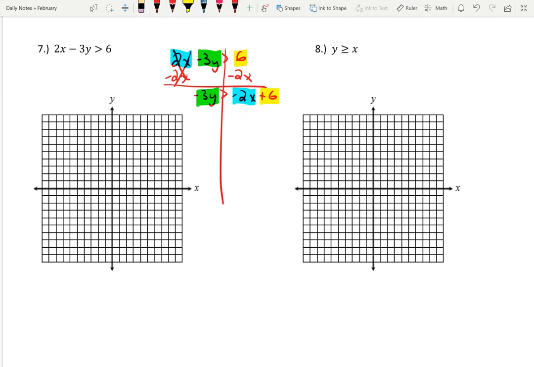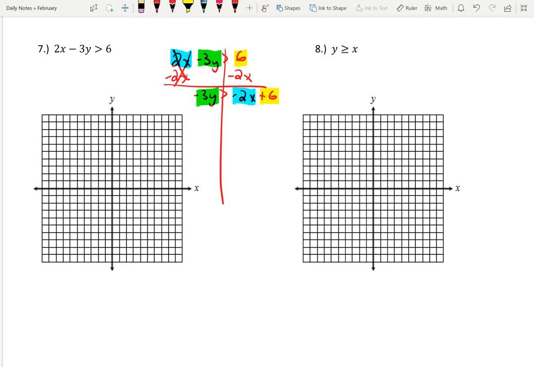And keep in mind, the one thing that changed about it is the fact that it's a -2 now instead of a +2. That's what happens when you move it like that. But everything else stayed the same. The -3y was still a negative because we did not move it. And the 6 was still positive because we did not move it.